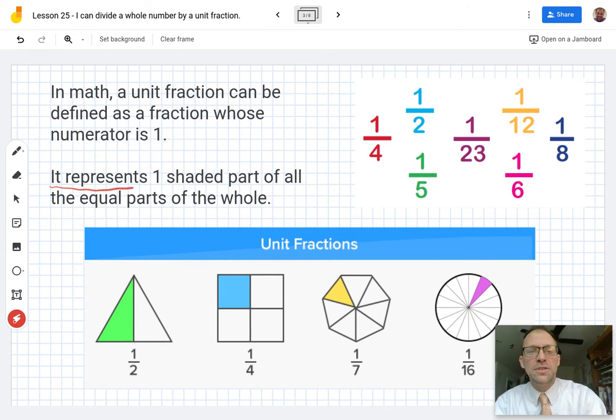A unit fraction represents one shaded part of all the equal parts of the whole. Here's another way to understand unit fractions. One shaded part out of the whole triangle, that is 1/2. One shaded part out of this square is 1/4. One shaded part out of this heptagon is 1/7. And we have one shaded part here out of the circle, that's 1/16. All of these are examples of unit fractions.